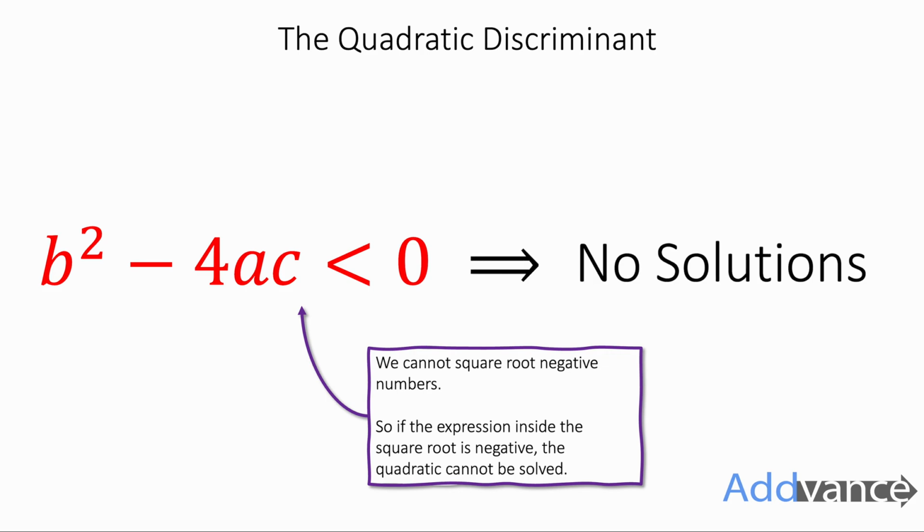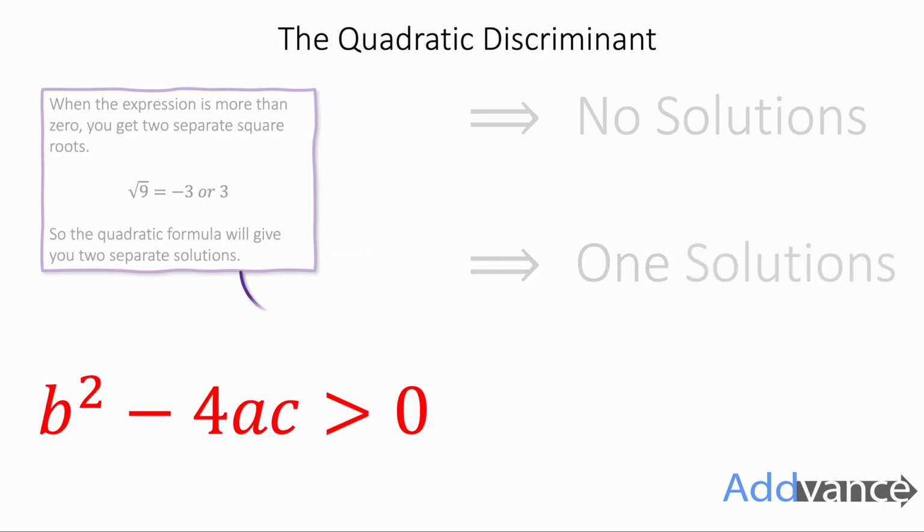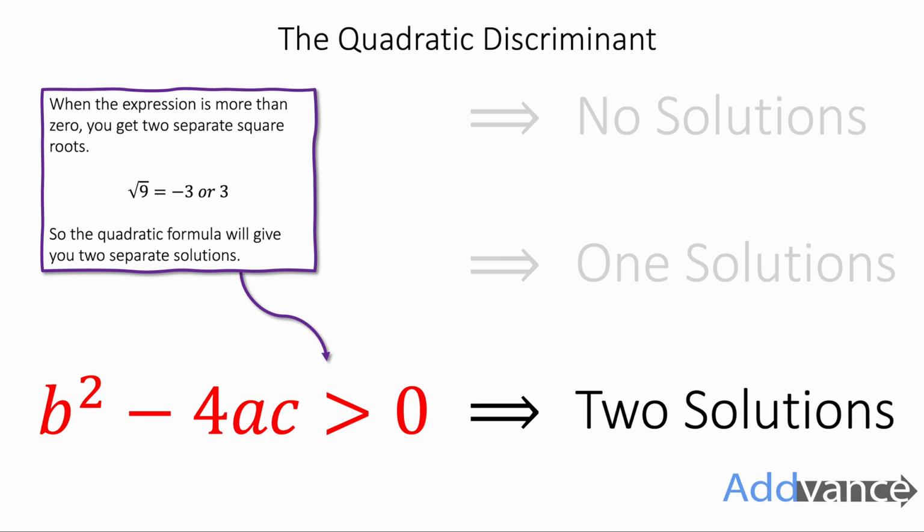Whereas if b squared minus 4ac is equal to 0, you get one solution, because the square root of 0 is only 0, so there's one answer. And then if you square root a number more than 0, for example if you square root 9, you get minus 3 and 3, two separate answers. And so your quadratic will give you two separate solutions. That's when b squared minus 4ac is more than 0.